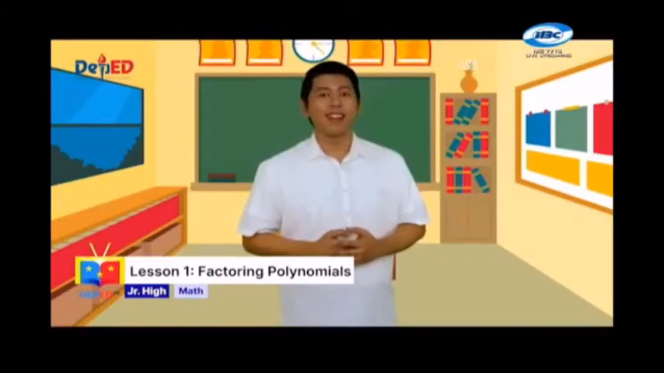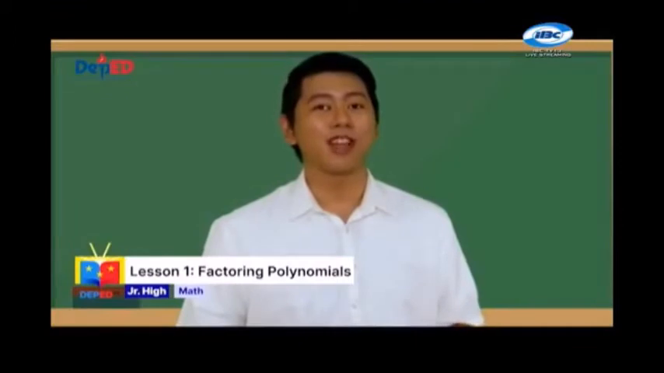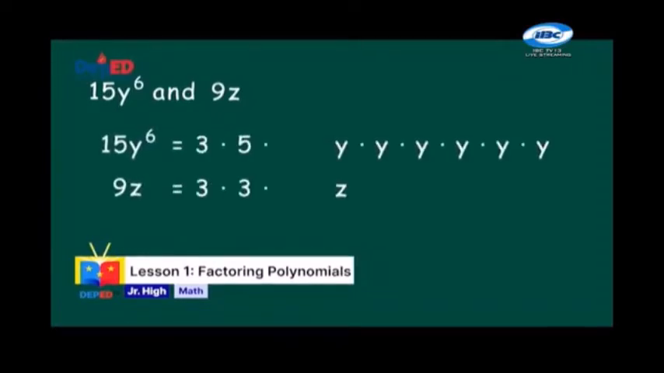Now, let us try this example. Find the greatest common factor of these expressions: 15y raised to the power of 6 and 9z. The first step is to enumerate the prime factors. What is the prime factorization of 15y raised to 6?